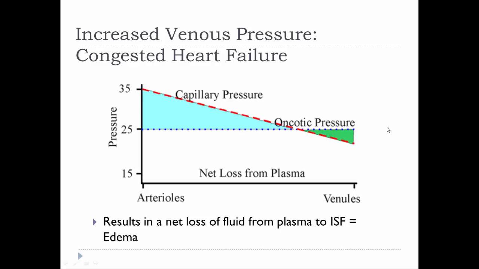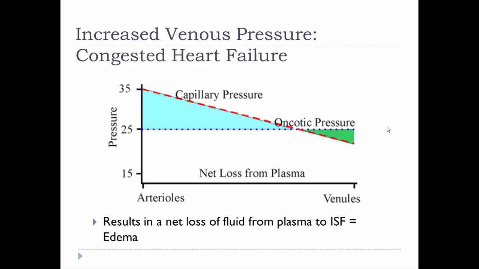Now let's look at another example. Let's say we have an increase in venous pressure. This can happen with congestive heart failure. Typically in congestive heart failure, one side or the other side of the heart fails. It's either right-sided congestive heart failure or left-sided congestive heart failure. Left is the more common type, since more heart attacks occur on the left side. The left side of the heart becomes bad at pumping blood, but the right side of the heart is unaffected. It pumps blood just fine.